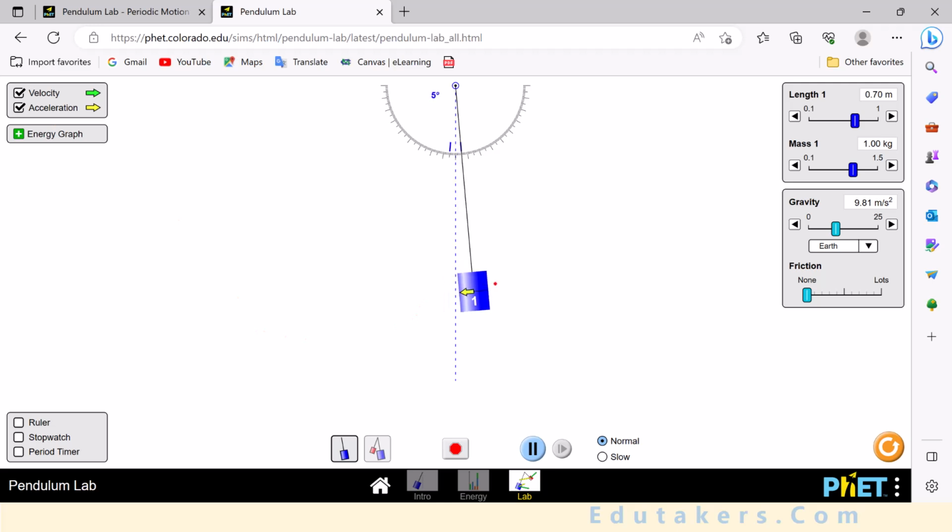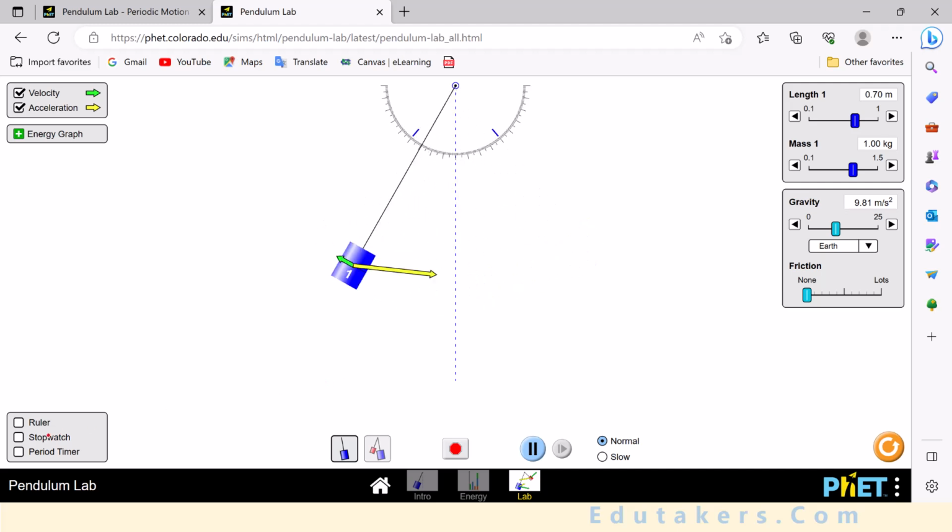So if I again start the pendulum motion, see, the yellow arrow is always towards the mean position. What does this mean? It means that the acceleration is always directed towards the mean position, and the velocity changes as the pendulum vibrates. It depends upon the motion of the pendulum. Again you can change the masses as well, and the length and gravity, and see the effect of all of these changes on the time period of the simple pendulum.